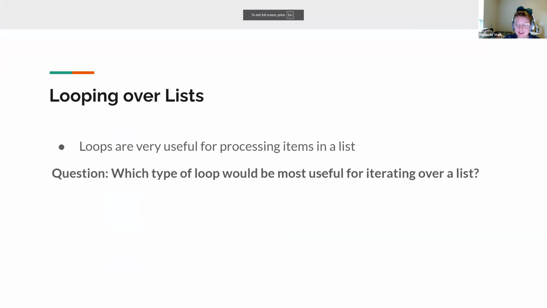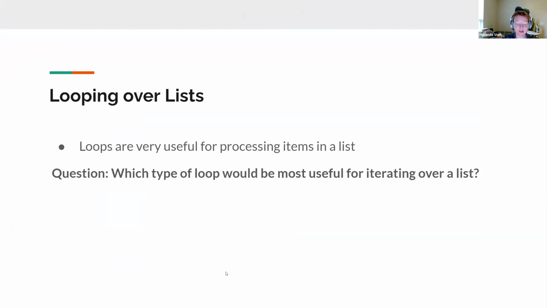Looping over lists. I said we were done with loops. Oh no, we're not done with loops. Loops are always here in our hearts, like I said. Lists are very useful inside loops. Loops are very useful for processing items in a list.